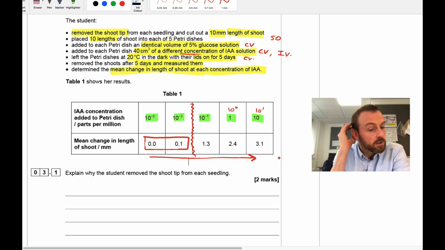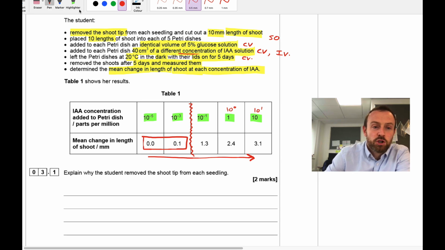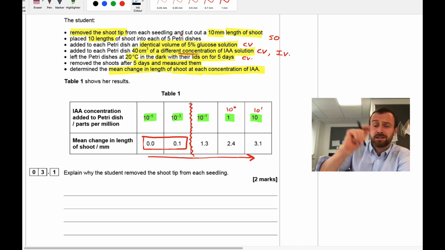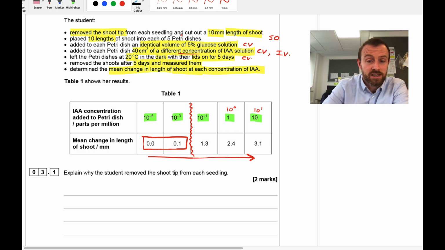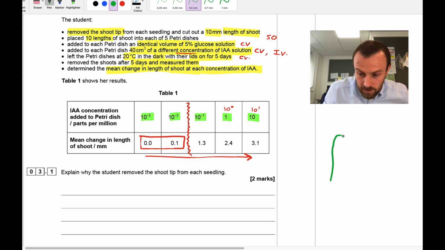Okay, first of all, explain why the student removed the shoot tip from each seedling. Well, the shoot tip is the place where auxin is normally produced. I say auxin, IAA. Actually, IAA is a type of auxin, but I'm just going to say auxin because it's easier to say. So auxin is normally produced in the shoot tip of a growing seedling, and it diffuses down.